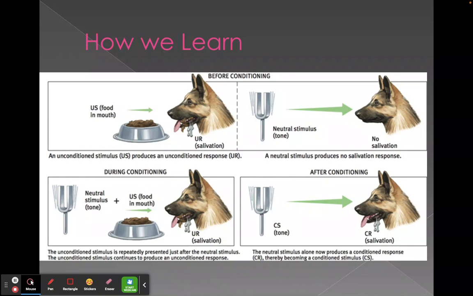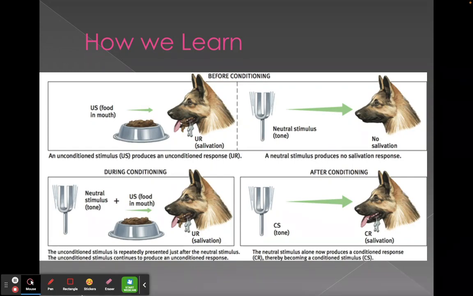So here we have a look at Ivan's experiment. We can see here we have the dog. Food triggers salivation. The food is the unconditioned stimulus. Salivation is the unconditioned response. Then Ivan would ring a bell or make a tone. The tone doesn't do anything. The dog would be like, yeah, that's great.